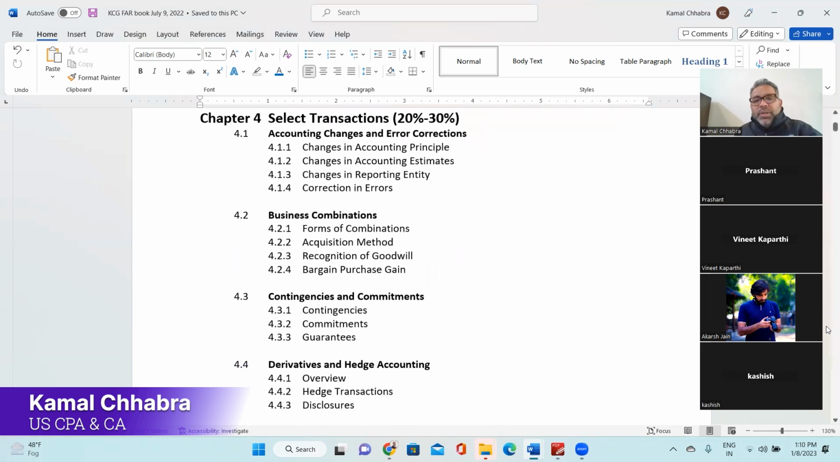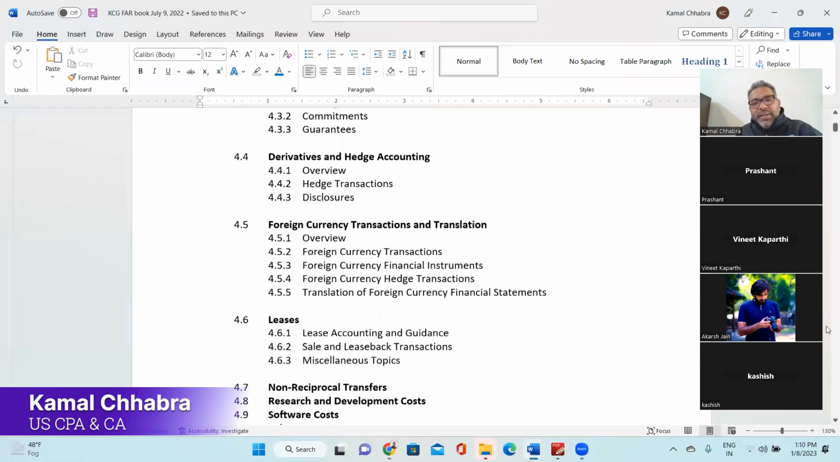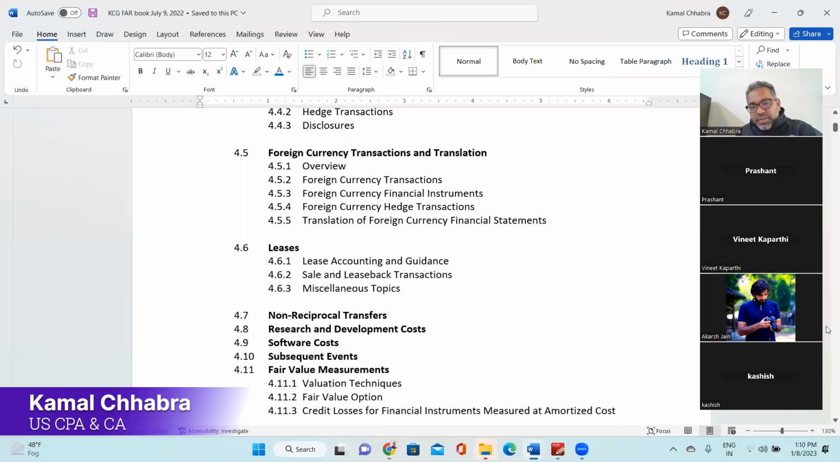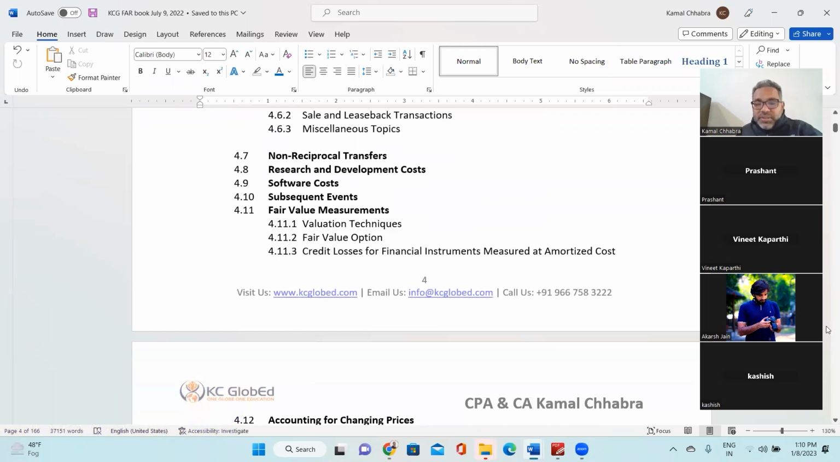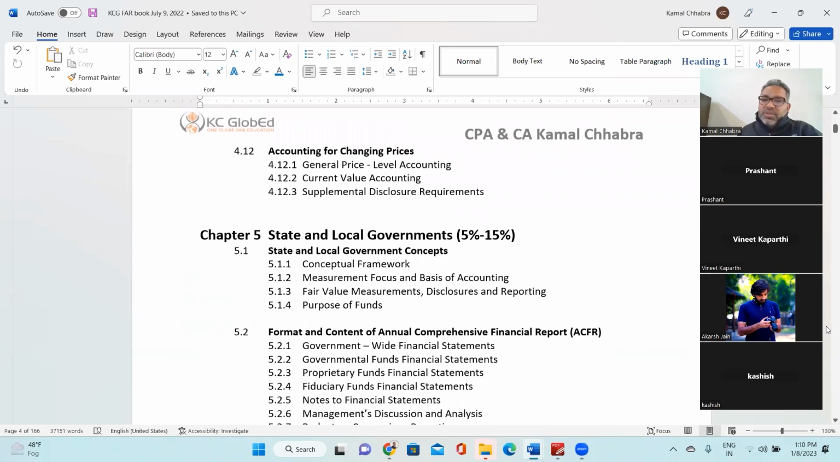So chapter 4 is selected transactions. First, we understood, at a high level, accounting changes and error correction, business combination, contingency, commitment, derivatives, hedge transactions, foreign currency transactions, translation, lease accounting, non-reciprocal transfers, research and development costs, software costs, subsequent events, fair value measurement, and accounting for change in prices.